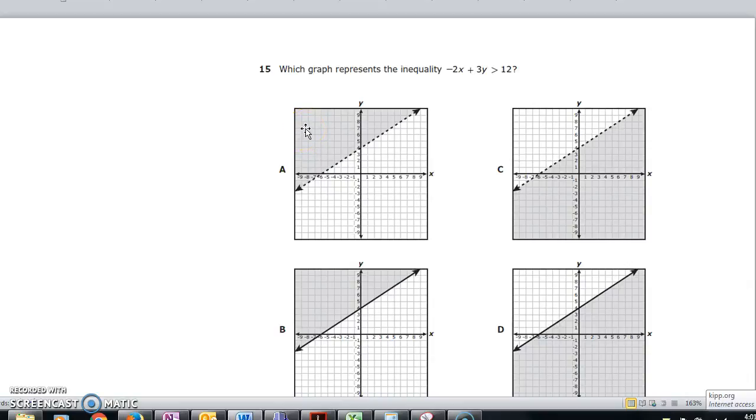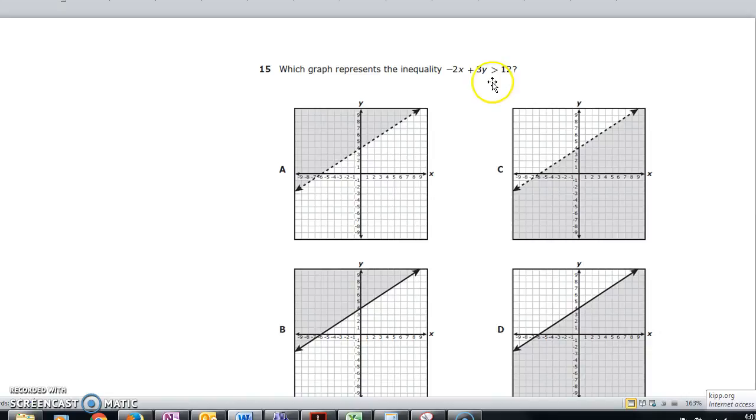Number 15. Which graph represents the inequality negative 2x plus 3y is greater than 12? So, we've got 4 choices here, and we're going to use some of our strategies to do some process of elimination.